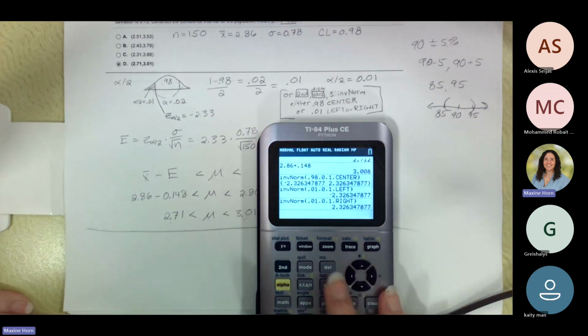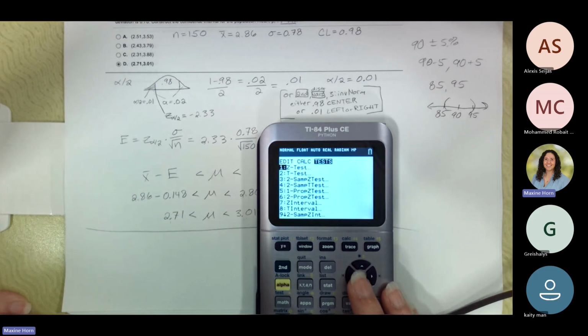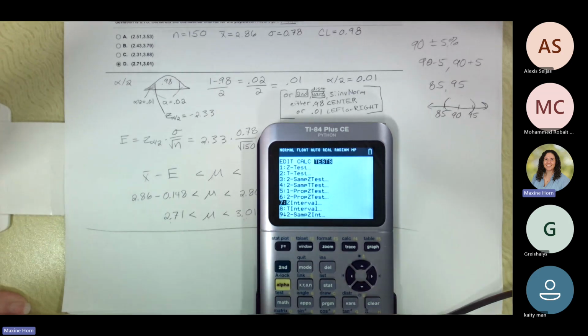So you go stat, you arrow over to tests. You can either arrow left or arrow right twice. And then you're going to go all the way down to number 7, or you're just going to hit number 7 where it says z interval.